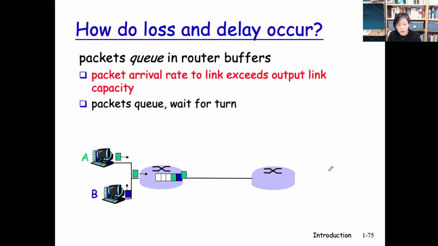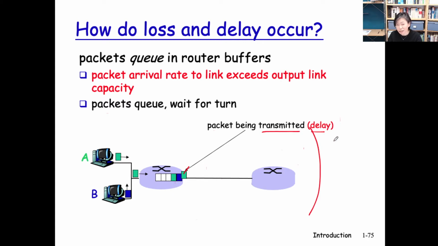How do loss and delay occur? Well, let me draw your attention to the example below. That'll be easier. First kind of delay is happening here in the packet that is going out, being transmitted out. That delay the packet is experiencing is called the transmission delay. That is the time it takes to transmit the packet, and we know how to calculate, don't we? It's packet size divided by the link rate.